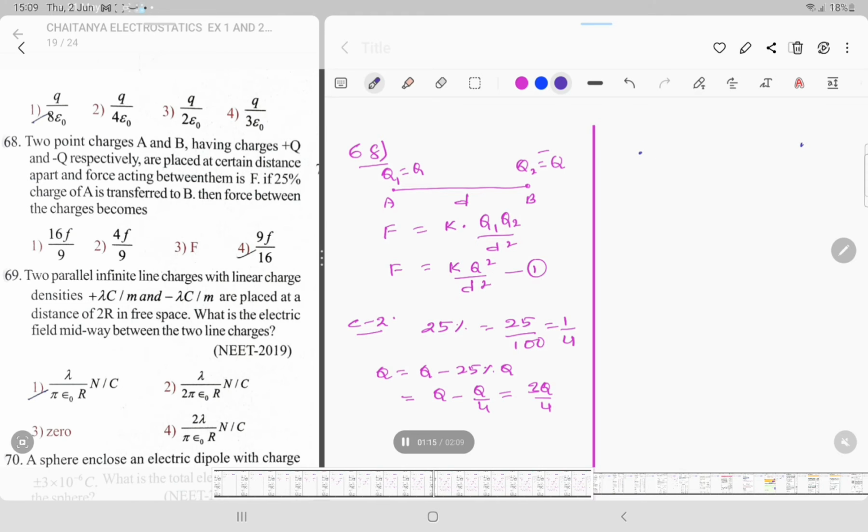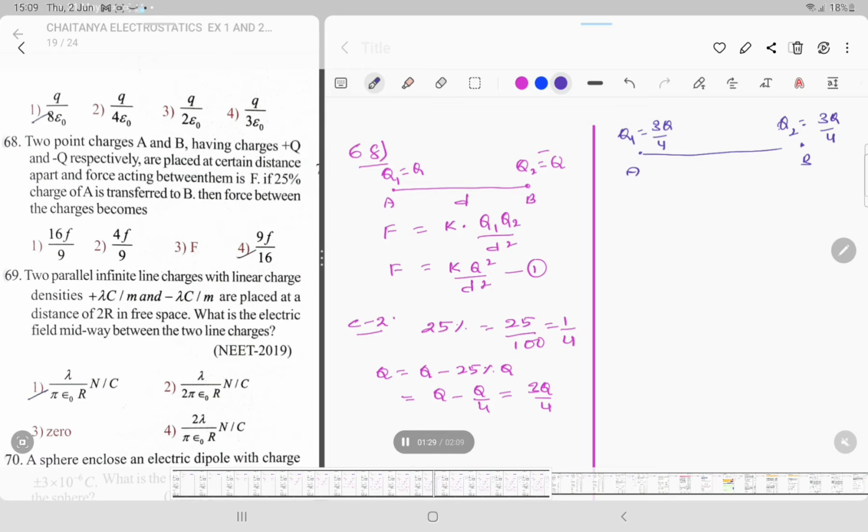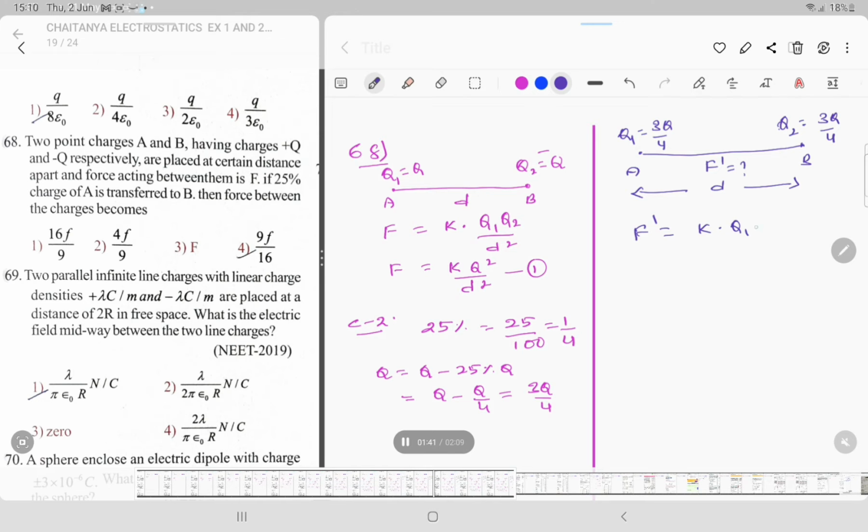And next, after removing the charge, what is the charge at A? Q1 equals 3Q by 4, and charge at B equals 3Q by 4. Now the distance between the two charges remains the same. So we have to find out the electrostatic force between the two charges. F dash, the new force, F dash equals K into Q1 Q2 by D square.